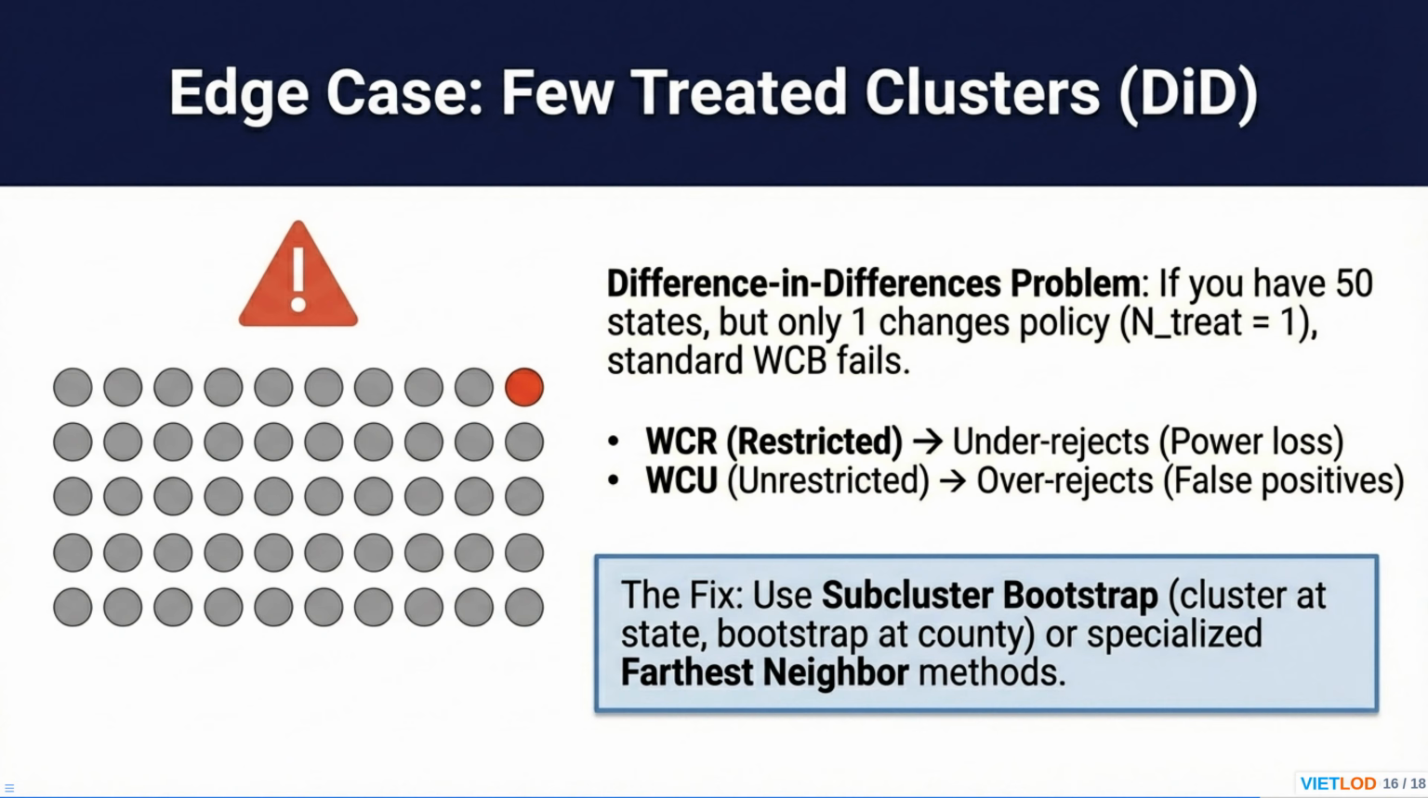The solution for this specific problem is more advanced. It involves methods like subcluster bootstrap, where you might cluster at the state level, but bootstrap at a lower level like the county, or specialized techniques like farthest neighbor methods. If you are studying the effect of a new law passed only in California, you have 49 control clusters but only one treated cluster. Standard WCB is not reliable here, and you would need to explore these more advanced fixes.